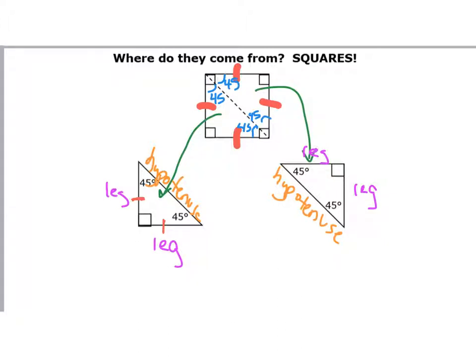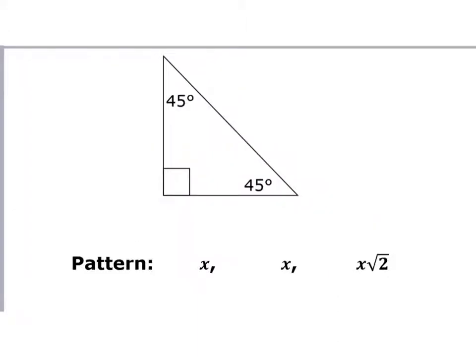Okay, so that's where we get our 45-45-90s from. They're half of a square that's been cut along the diagonal, just like our 30-60-90 was half of an equilateral triangle cut along its altitude. All right, so let's look at the pattern.